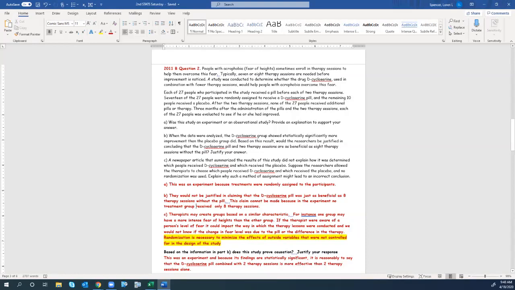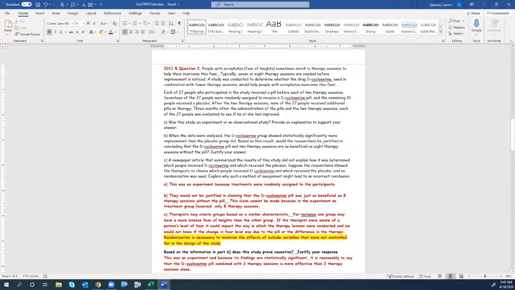All right? The big thing there, and this is the big part of this, is if they don't randomly assign to treatments, we don't know whether or not it was the treatment that caused it, or a difference in the therapy, or some outside variable. So randomization is necessary to minimize the effects of outside variables that were not controlled for in the design of the study. We did not intentionally control for fear intensity level. The highlighted portion was not required, but I'm just telling you that randomization is necessary to minimize the effects of outside variables. That's why we randomize, okay?